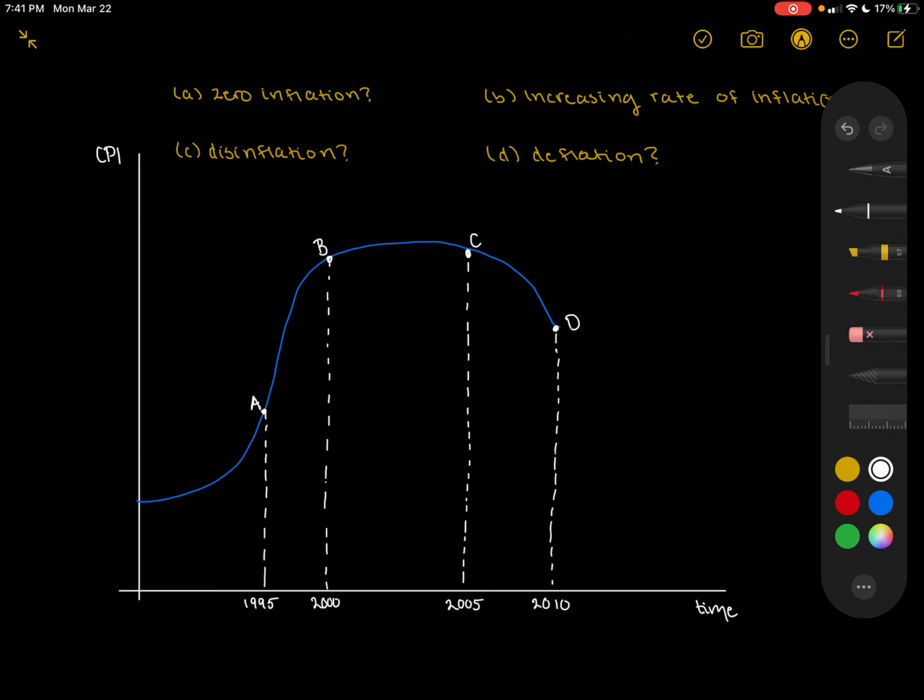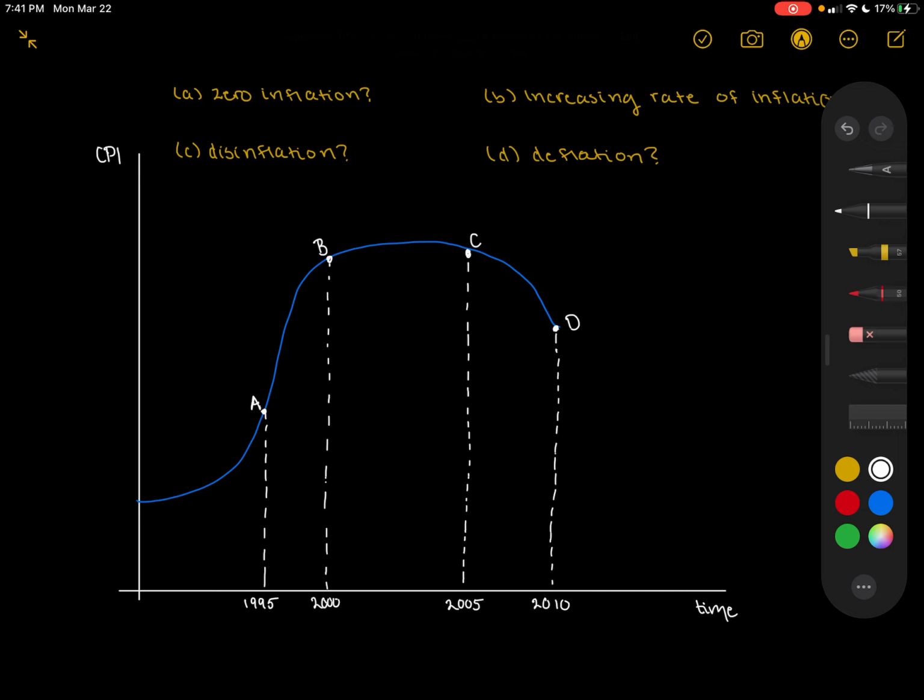We'd like to ask ourselves and to identify on this graph where we experience zero inflation, an increasing rate of inflation, disinflation, and deflation. So let's start by working with part A, where we have zero inflation. That's what we want to know. So zero inflation would be the point at which price levels are not increasing.